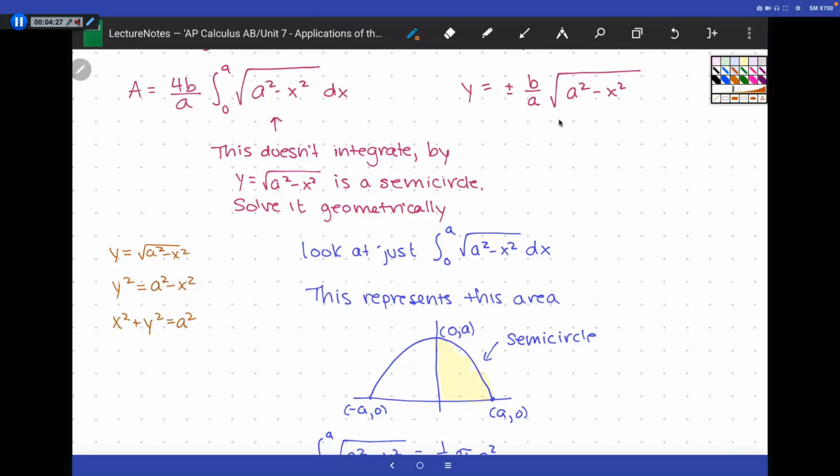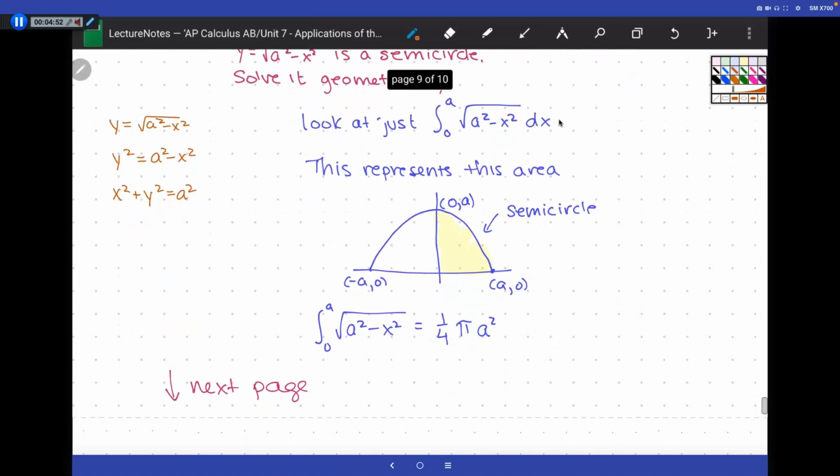So I drew a semicircle. The reason I'm only shading in this part of the circle is because the integral only goes from 0 to a, so the integral is only looking at the area from 0 to a. So this integral represents the area of a quarter of a circle. That's what I did to evaluate the integral. So this integral is 1/4 the area of the circle. We're almost there now. But any questions on that?